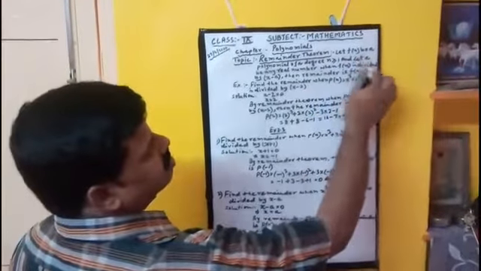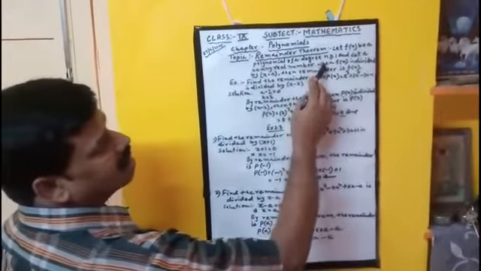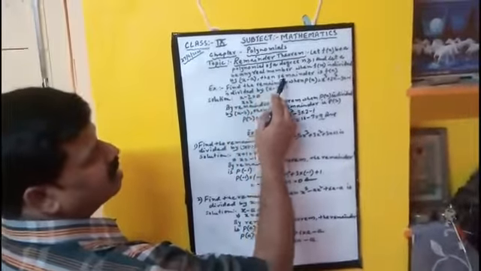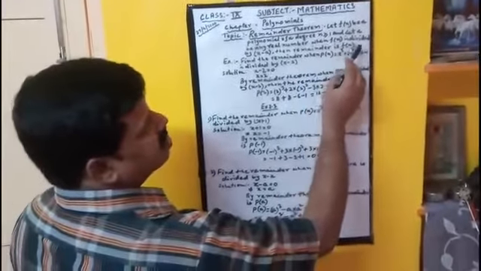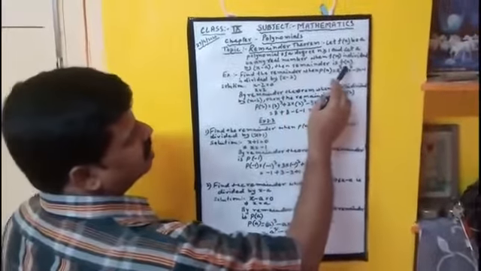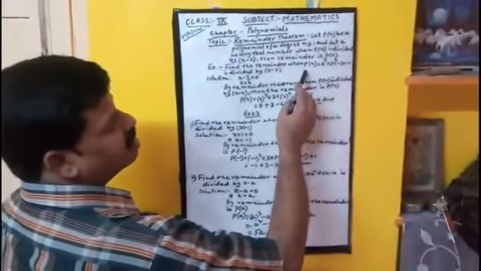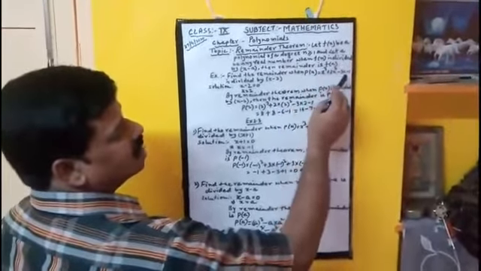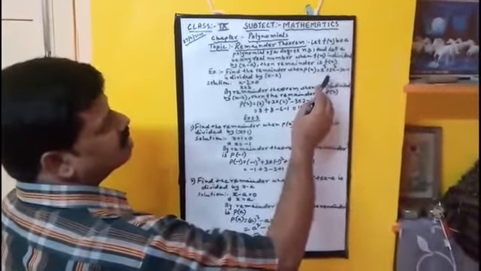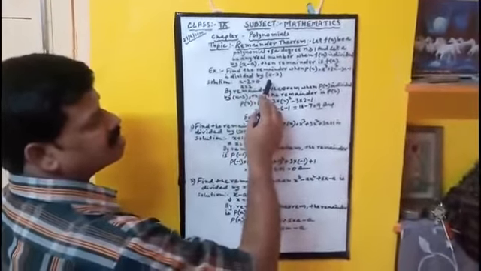Let f(x) be a polynomial of degree 1 or more than 1 and let a be any real number. When f(x) is divided by x minus a, then the remainder is f(a). Take this example. Here the polynomial is this one whose degree is 9, which is more than 1, and that polynomial is divided by x minus 2.